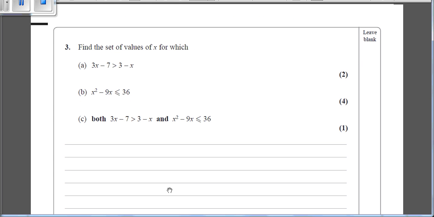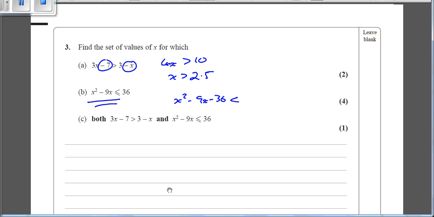Now, the 2014 version was a little bit simpler. So for the first 2 marks, we're going to add x to both sides, and we're going to add 7. So we've got 4x is greater than 10. x is greater than 2.5, or 10 over 4, or 5 over 2. This one here, again, is a quadratic inequality. So we get it onto one side: x squared minus 9x minus 36 is less than or equal to 0. So then we sketch this.